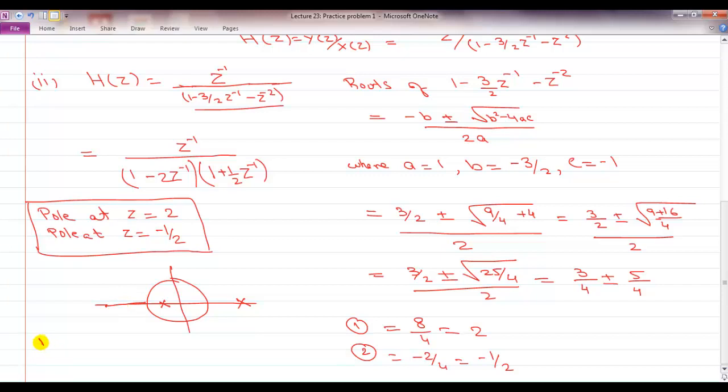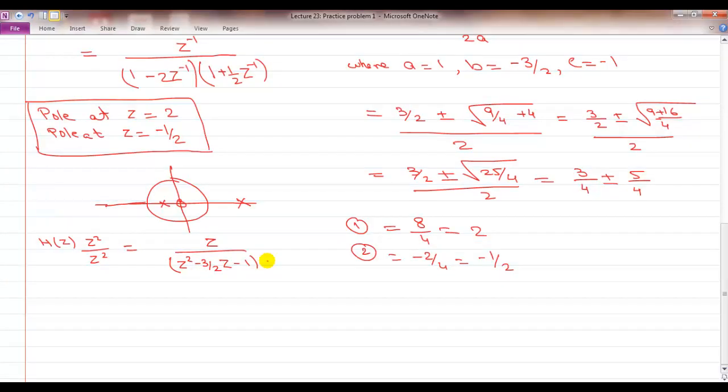If I multiply H(z) on the top and bottom by z squared, I get z over z squared minus 3 half z minus 1. Now if you look at this, you see that you have a 0 at z equal to 0. So that's the pole-zero diagram that you'll get.